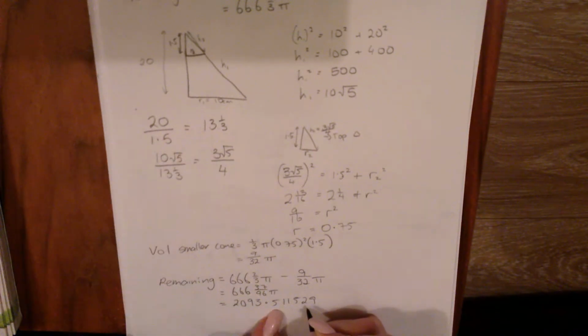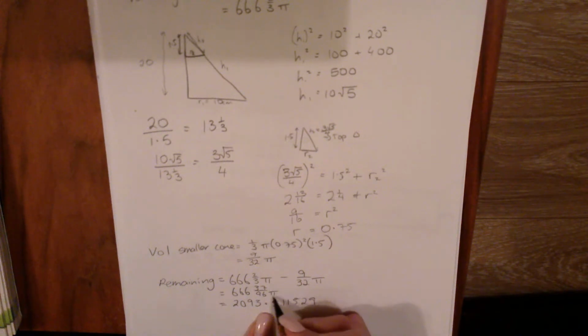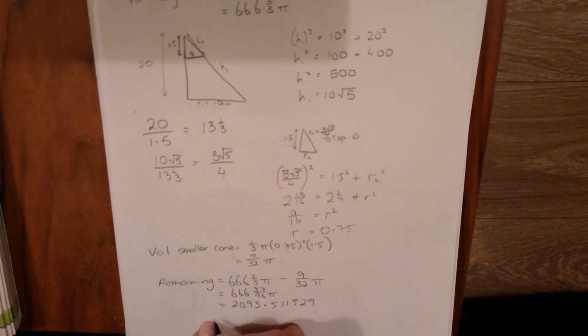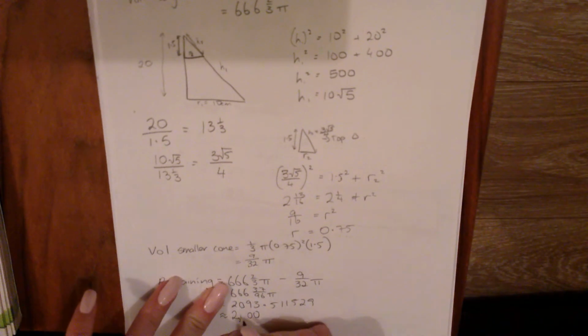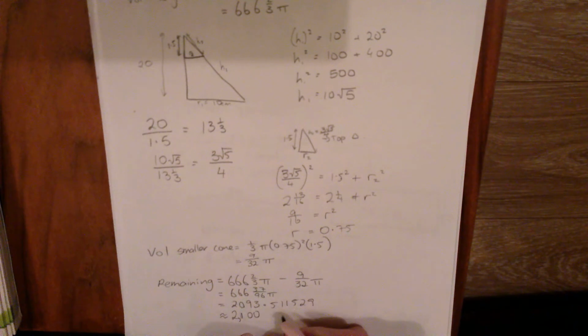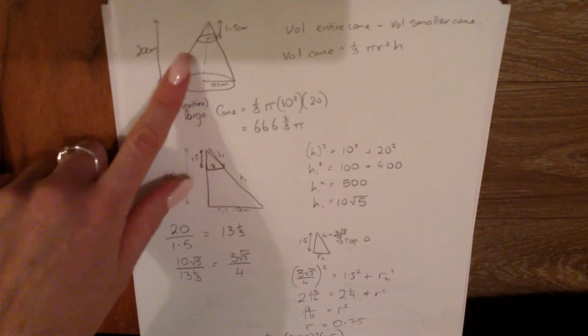2093.511529. And the reason I'm doing this is because in the question it asks us to calculate the volume to two significant figures, and I can't do that if I have the symbol in for pi as opposed to the actual figures. So now I've got this exact value, and to round that to two significant figures, so 1, 2, 9 is next, so I have to round up. So 2100, apologies. So 2100 centimeters cubed is the volume of the cone that remains when the smaller cone has been removed.